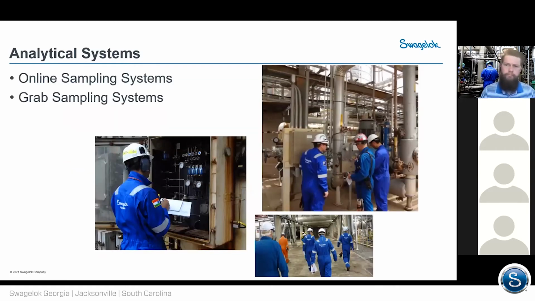And so before I go any further, I just wanted to make sure that there was a differentiation between online and grab sampling. Online is usually a fully automated system, right? There's a continuous monitoring of a process, whereas grab sampling is you're pulling a sample from the process and then taking it to a lab to be analyzed later.